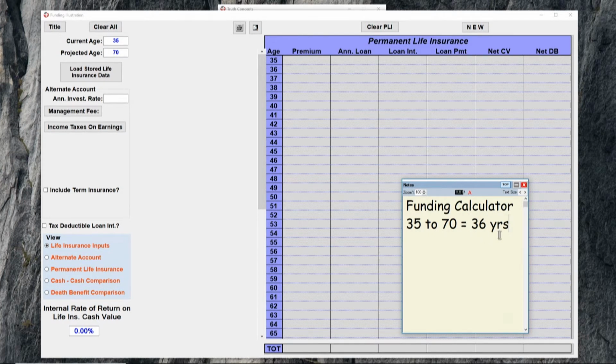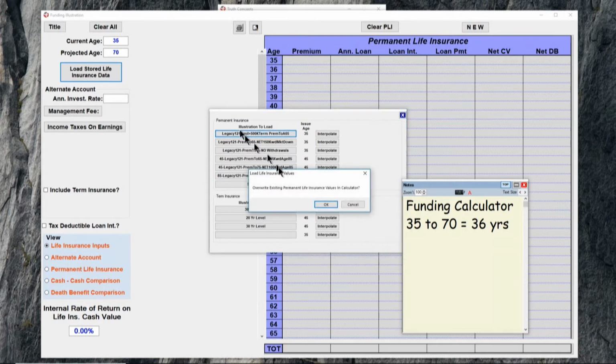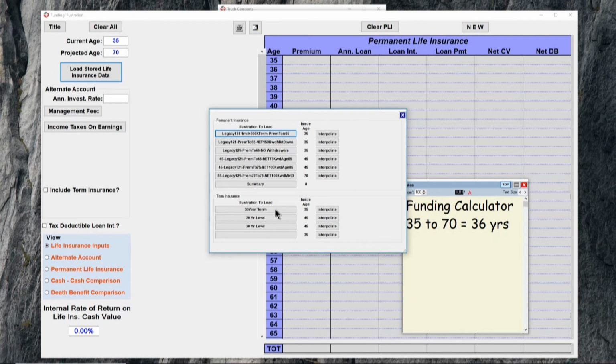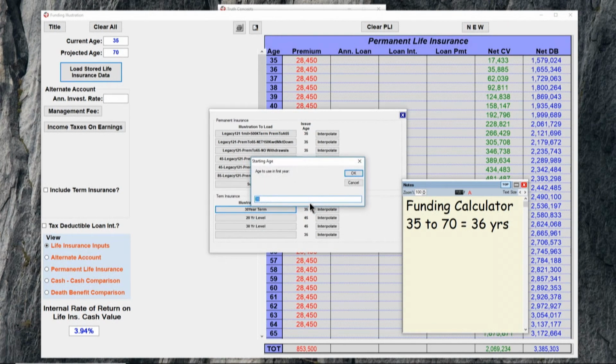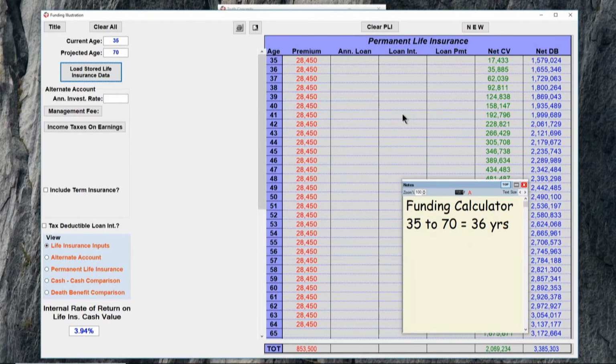And we're going to load stored life insurance data because I already have it stored in a particular spot. Just pull up one there, and we'll pull up that 30-year term even though we're not going to use it right away. And just put it in this. Okay, all right. Now what we see down on the bottom is an internal rate of return of 3.94%.